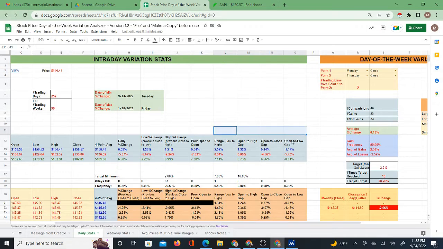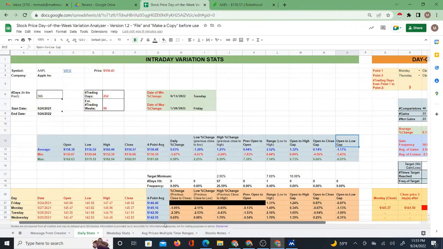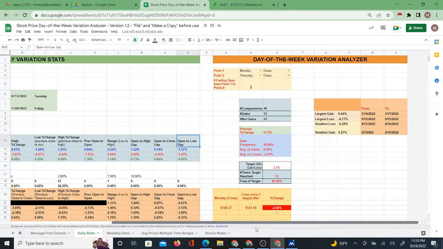And you can also look them up if you don't completely understand what these mean. But basically, it's just the difference in price between different points of the day. And for each of these, I have the average, the minimum, and the maximum. That's basically what this part of the sheet does.